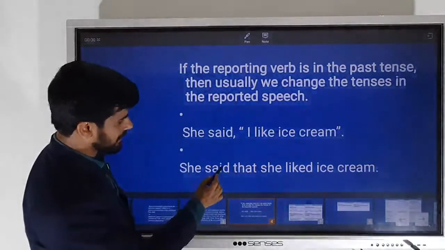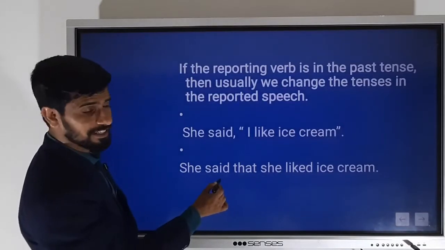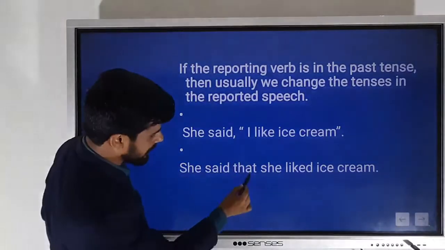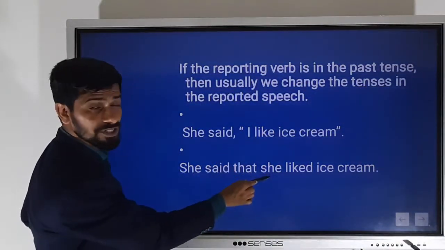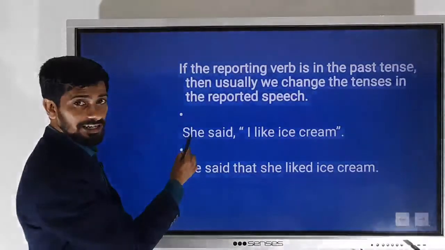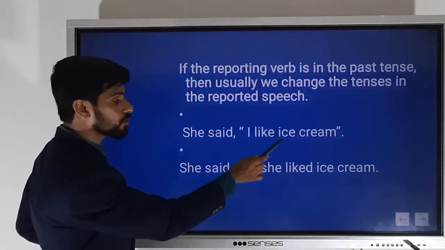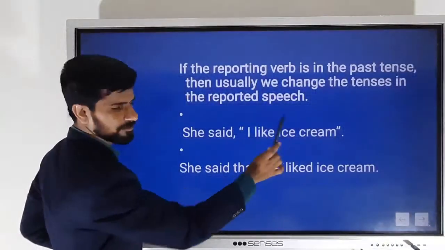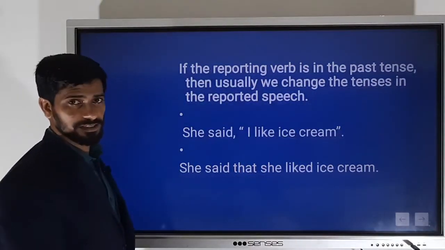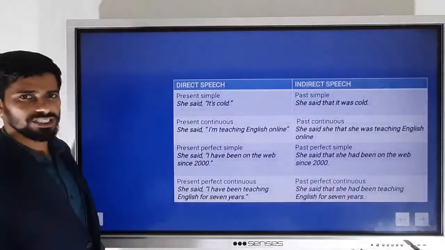Understood? She said. So we removed this comma and this quotation mark here. You don't see it here, right? And we added that as the conjunction. Then the I became she here because it is said by a lady, right? So the I became she and like became liked. So simple present changed into simple past. Liked ice cream. That's how we change. Understood? Okay. So what are the other changes that take place?